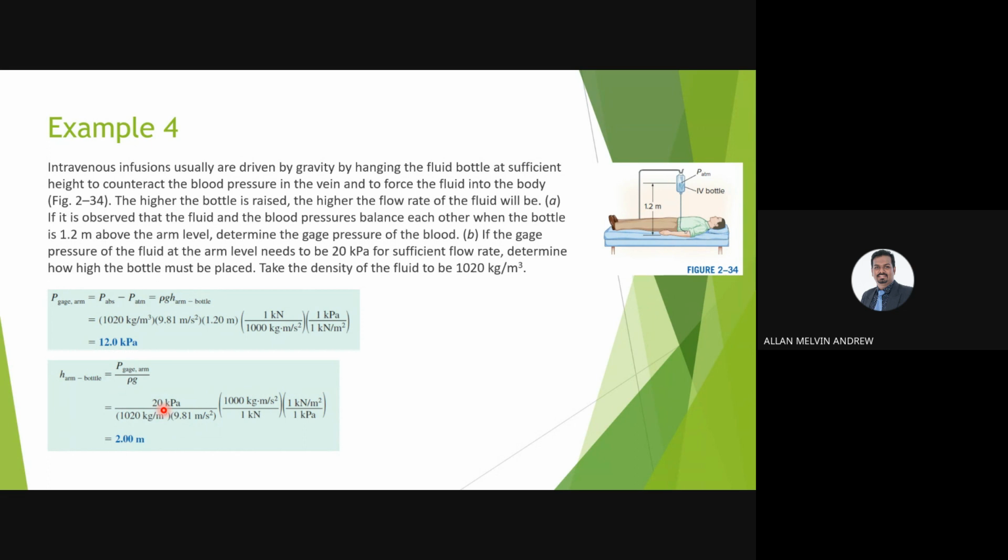After you solve it, you know that the height required is 2 meters. So when the height of the bottle from the body is 2 meters, the pressure will be sufficient for the fluid to enter the body. Okay, so that is number 4. Try to understand how we are solving this question.